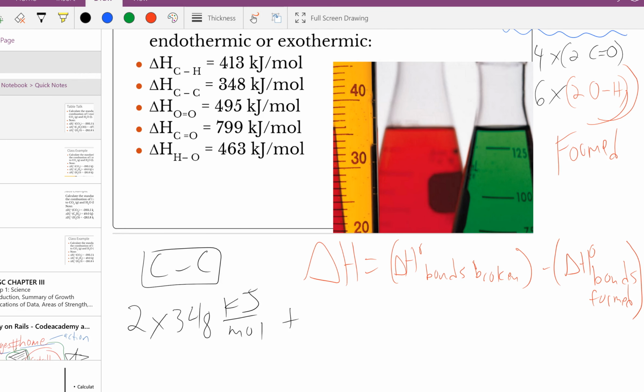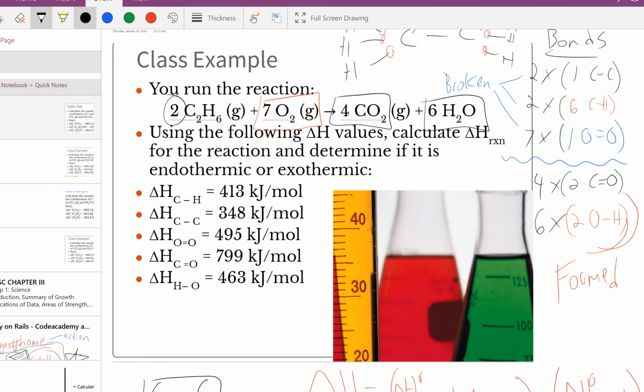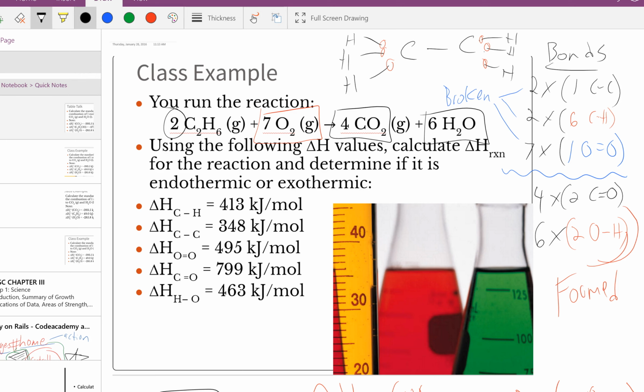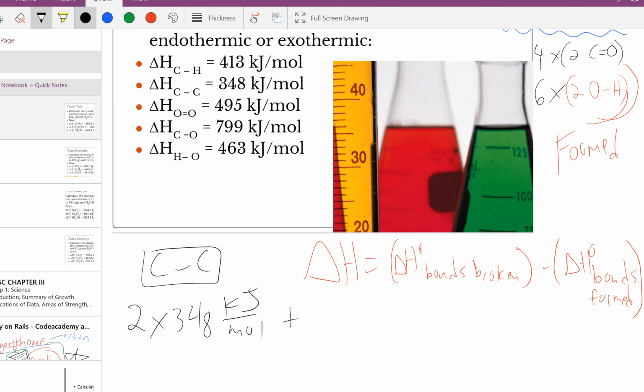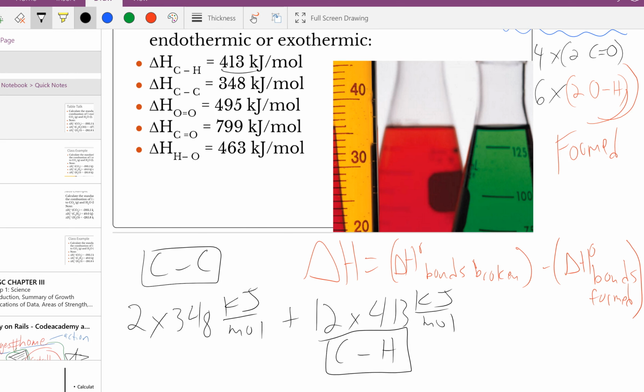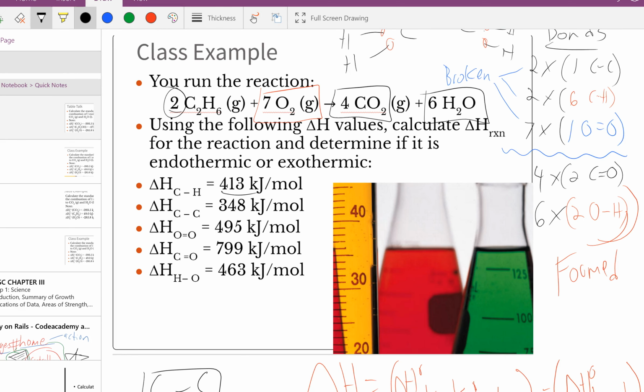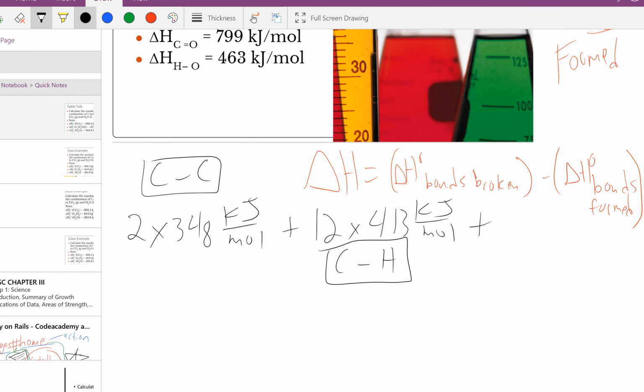6 from up here, 1, 2, 3, 4, 5, 6, but there's 2 of them, so a total of 12 carbon to hydrogen bonds, which is 413 kilojoules per mole. That's carbon to hydrogen. And then finally, plus the O2, which in this case is 7 times a single O to O double bond, which is 495 kilojoules per mole. 7 times 495 kilojoules per mole.